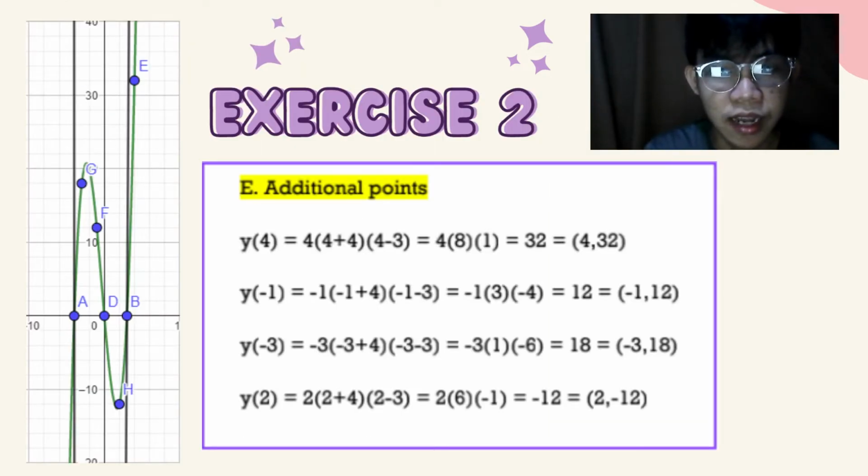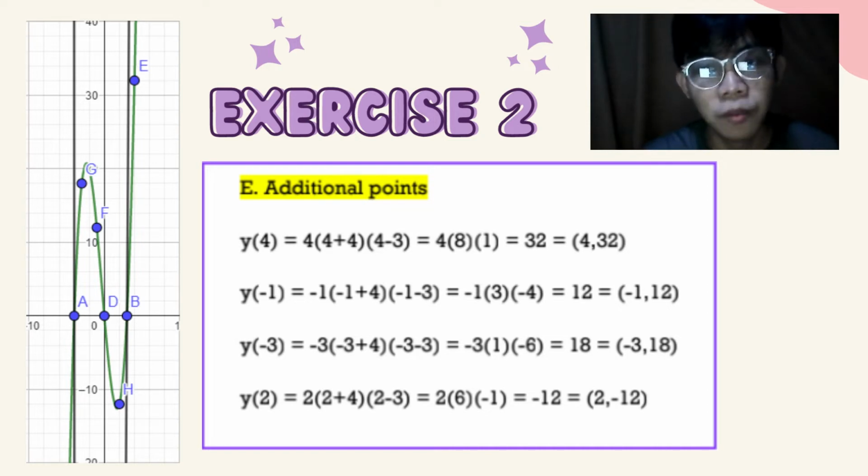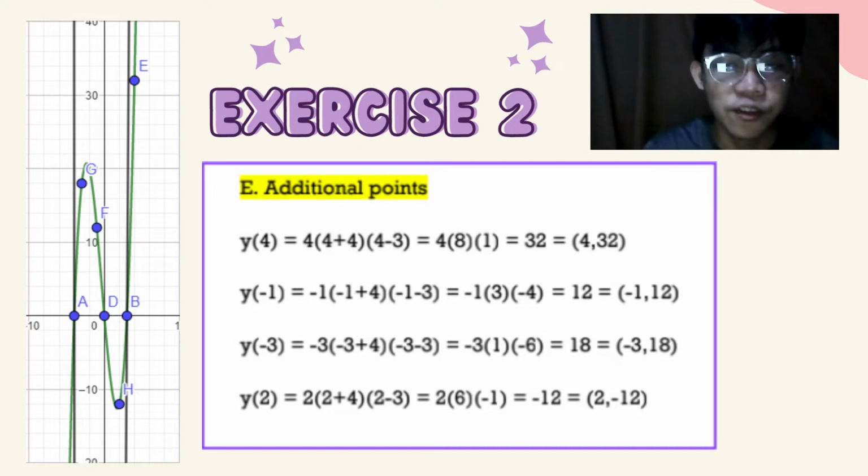So, the last thing we will do is substitute values for x to get additional points. So, 4, negative 1, negative 3, and 2. For 4, we get 32, so the point is 4, 32. For negative 1, we get 12, so negative 1, 12. For negative 3, we get 18, so negative 3, 18. And for 2, we get negative 12, so 2, negative 12. So, by the given points, we can now graph our equation.